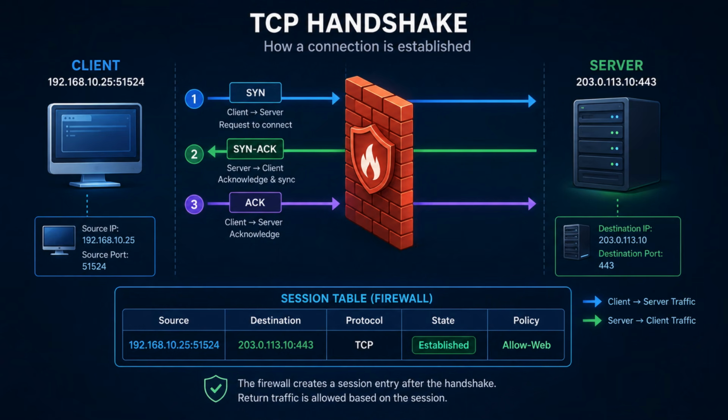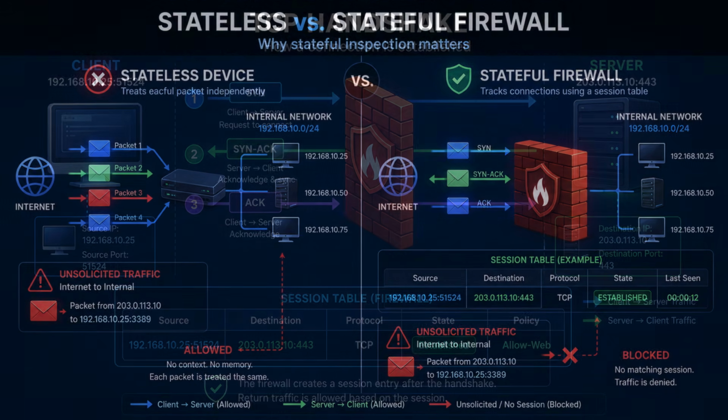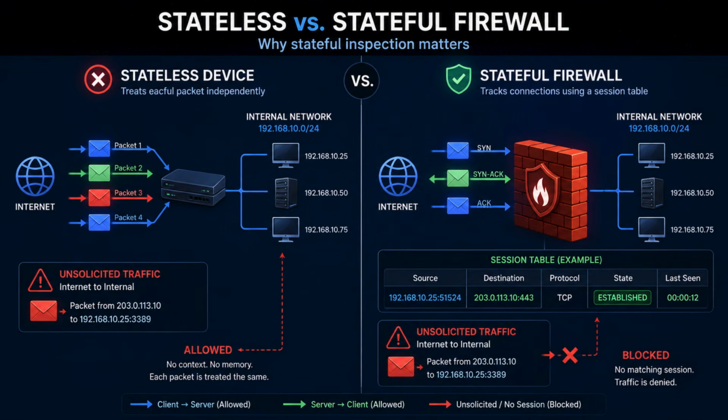Once the session exists, return traffic from the web server can usually be recognized as part of that same approved connection. This is one of the most important benefits of a stateful firewall. You do not normally need a separate policy allowing every response packet from the internet back to the internal user. The firewall knows that the return traffic belongs to an existing session that was initiated and permitted from the trusted side. Stateful inspection helps a firewall distinguish between expected return traffic and an unsolicited connection attempt.